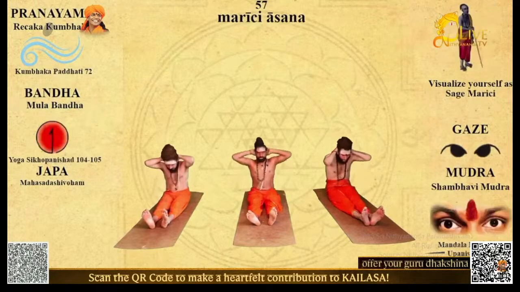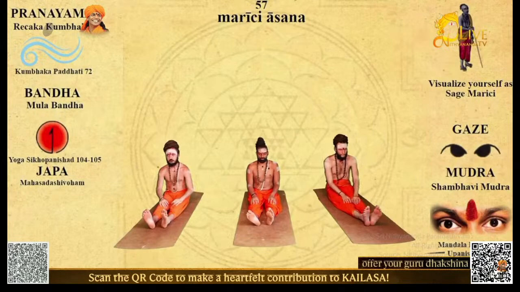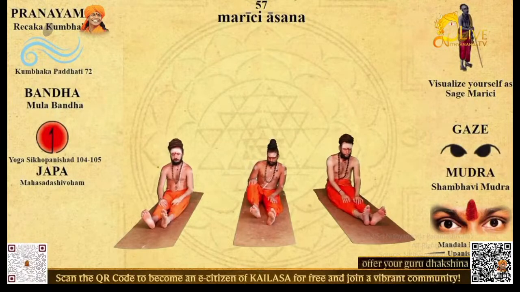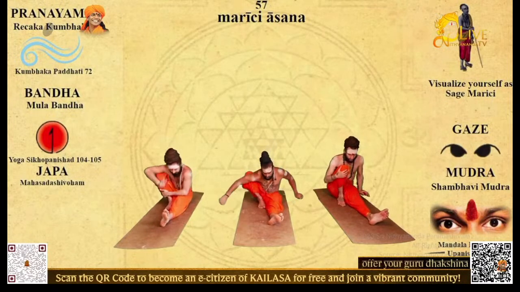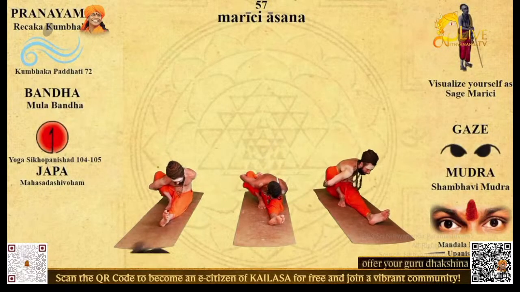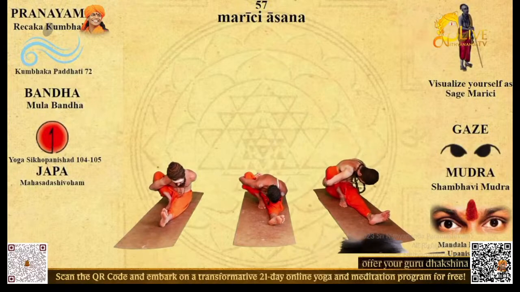Inhale. Rise up. The next asana is Marichi Asana. With both the legs extended forward, bring the right leg heel to the perineum, knee raised to the chest. Wrap the hands around as you lean forward, head to the knees. Visualize Sage Marichi in your inner space.